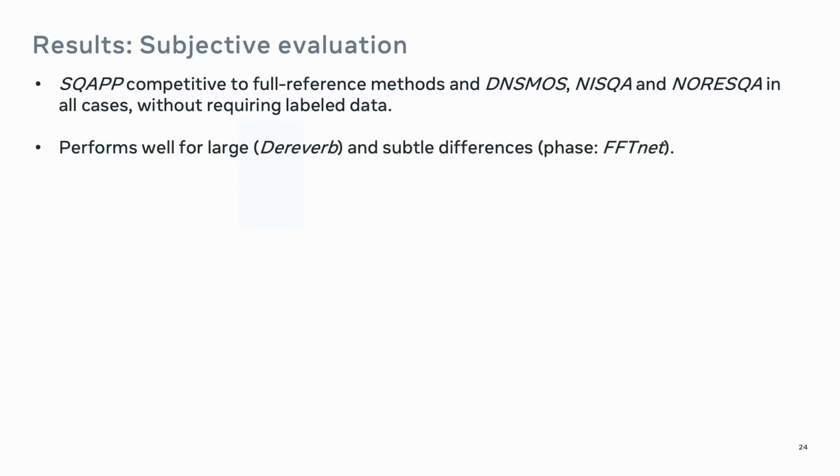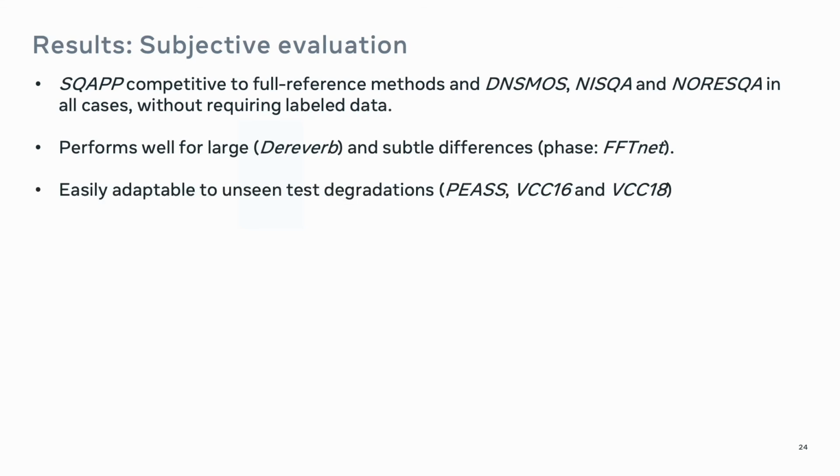Next, we observe that our model SQAPP performs equally well for datasets having large differences, for example, dereverberation, as well as for datasets that have extremely subtle differences, for example, phase differences in F15.net. We also observe that our model has this advantage of being adaptable to unseen test degradations, for example, for audio source separation and for voice conversion challenge. And specifically, we observe that DNS-MOS and NISQA do not do extremely well in these two scenarios.